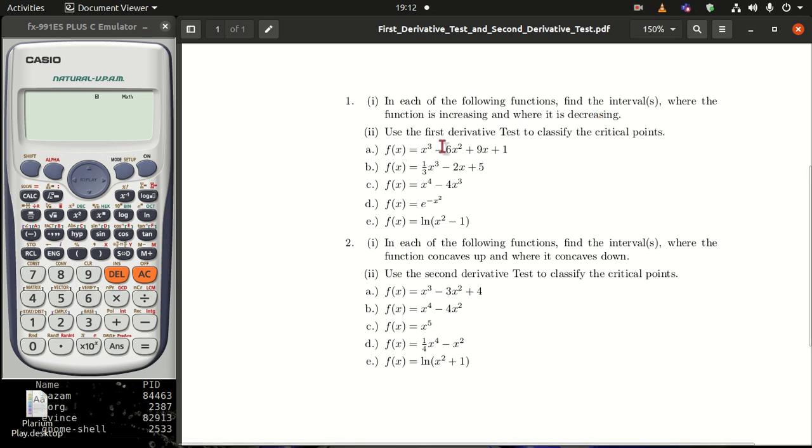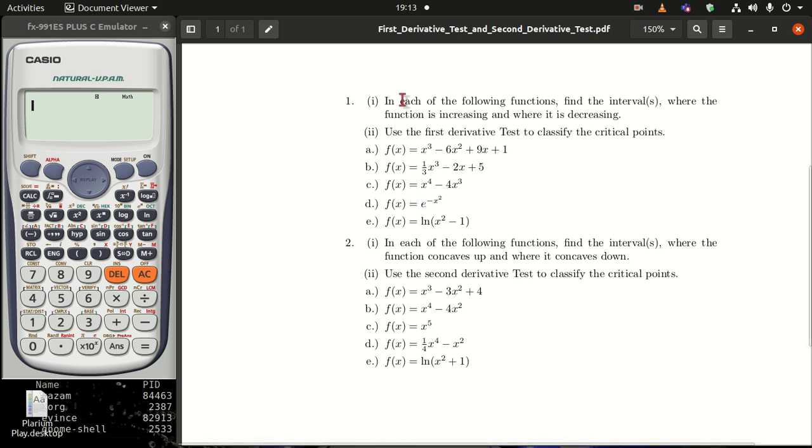So I'm going to take this function and answer this question, and then the second question in each of these functions is saying, use the first derivative test to classify the critical points. So the first thing I want you to understand is that both the first question and the second question are talking about the derivative. So we have to take the first derivative in both of these questions.